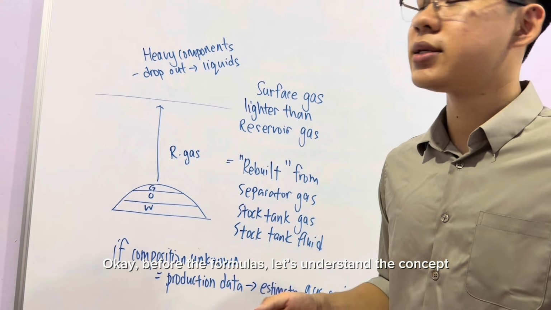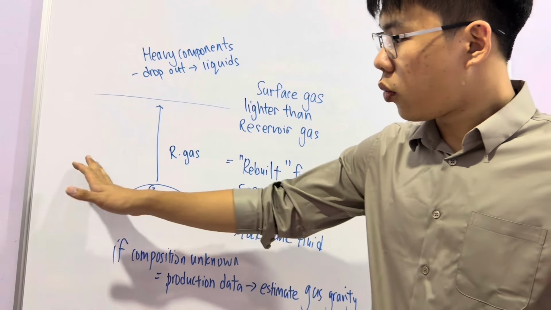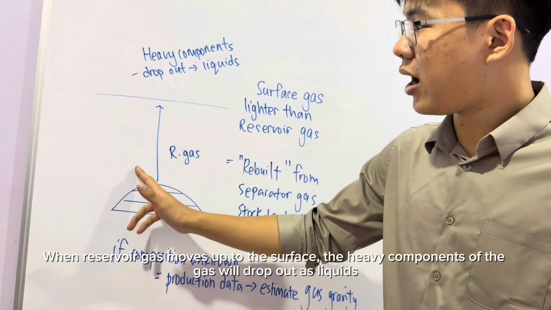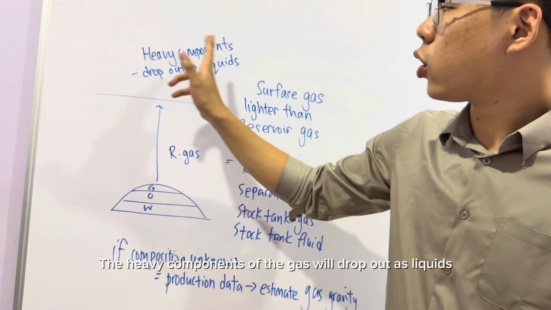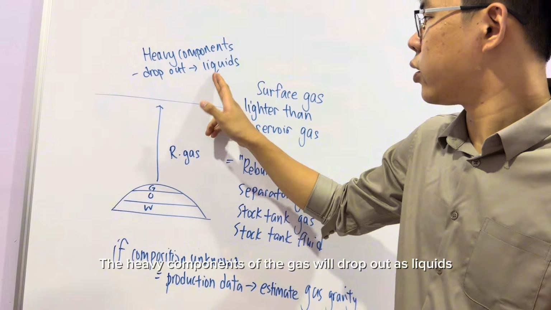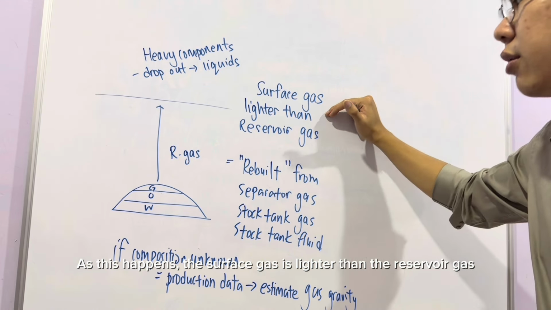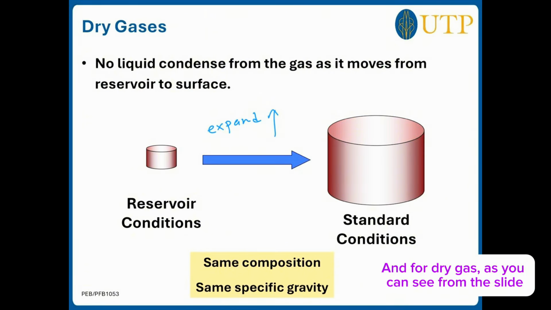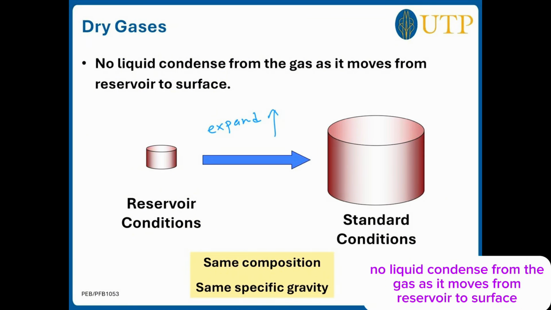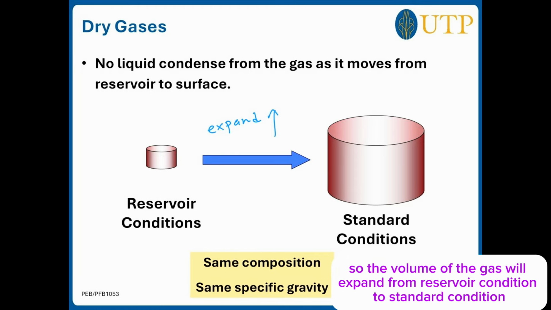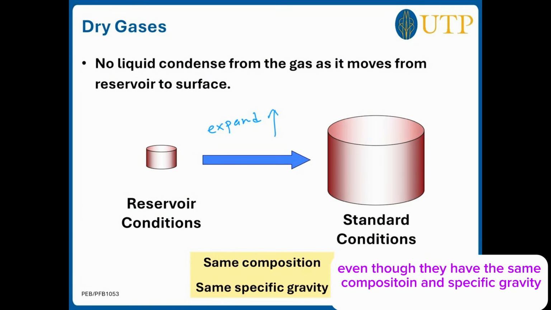Okay, before the formulas, let's understand the concept. When reservoir gas moves up to the surface, the heavy components of the gas will drop out as liquids. As this happens, the surface gas is lighter than the reservoir gas. And for dry gas, as you can see from the slide, no liquid condenses from the gas as it moves from reservoir to surface. So the volume of the gas will expand from reservoir conditions to standard conditions, even though they have the same composition and specific gravity.